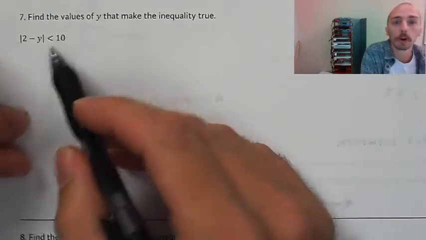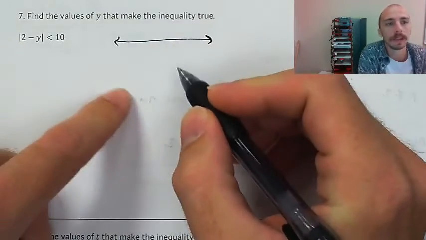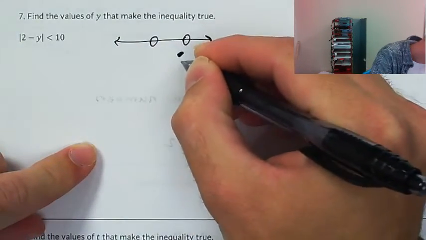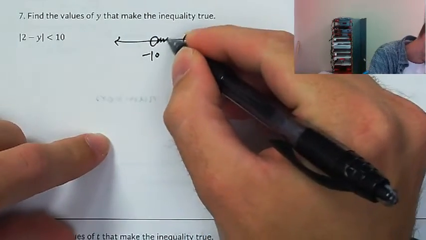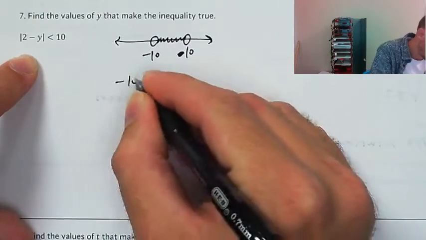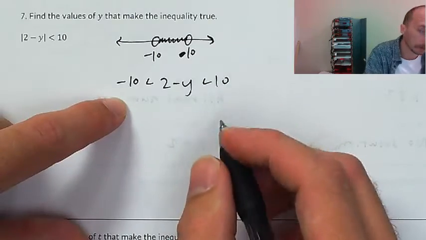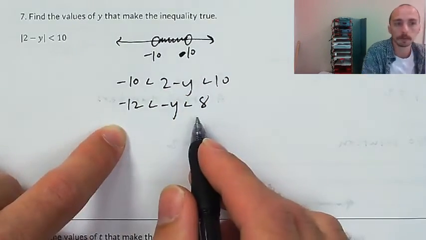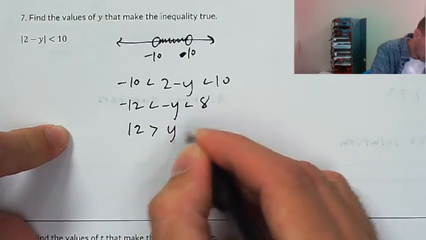So this next one is already down to an absolute value inequality, so I'm just going to be thinking about where the absolute value of a number is less than 10. That would be between negative 10 and positive 10. So this 2 minus y is between negative 10 and positive 10. Then I'm going to subtract 2 from both sides of both inequalities, and then divide both sides by negative 1, which will reverse the directions of the inequalities.